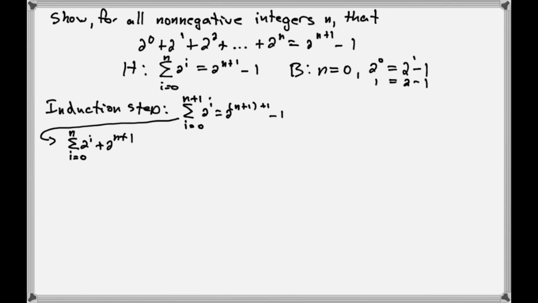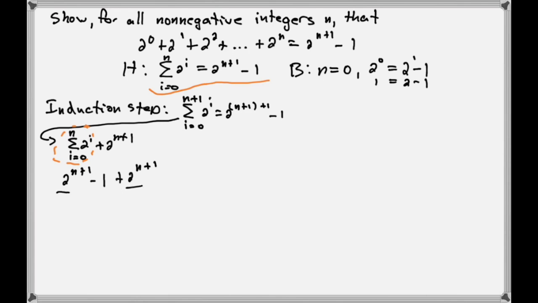And sure enough, if we expand out that summation statement, then we can say that the sum of 2 to the i from i equals 0 to n plus 2 to the n plus 1 is equivalent to the summation of 2 to the i from i equals 0 to n plus 1. All right, so we can use our hypothesis to replace this term with 2 to the n plus 1 minus 1, and then the last little bit there, plus 2 to the n plus 1.